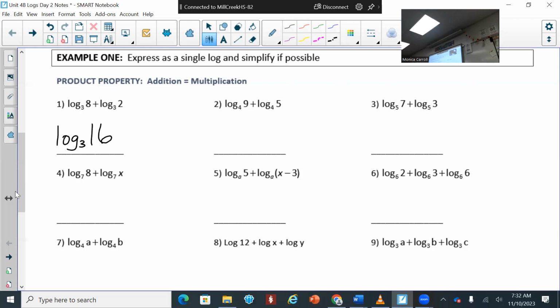Is there ever a chance of the log being different? You're talking about the base? I'm never going to have you do logs with different bases in the same problem. Good question. That could happen, and if that's the case, then you can't do what we're doing. The log and base have to be the same in order for us to use this product or quotient property. Any of those. Good question.